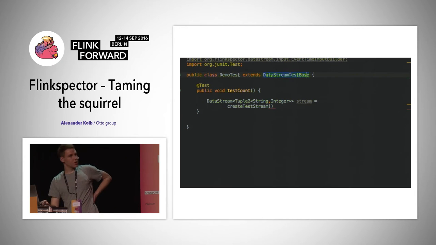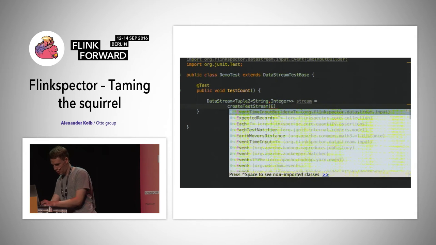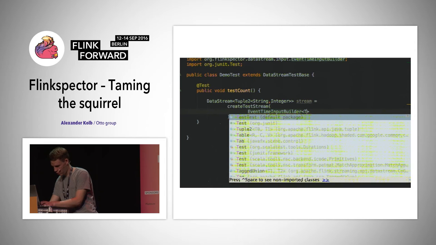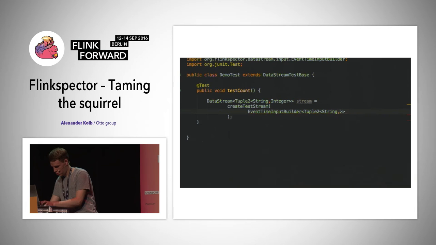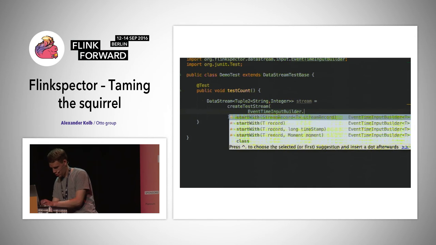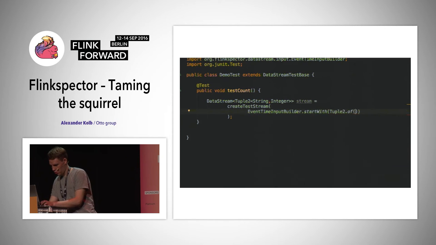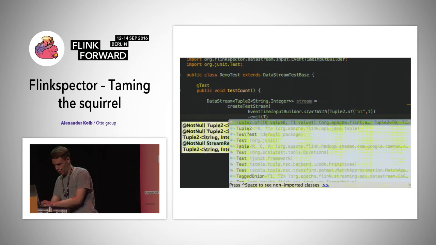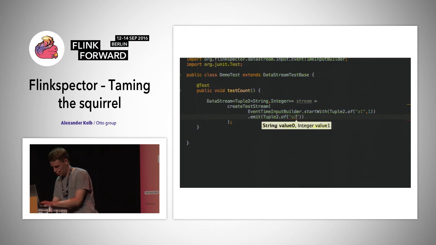This you see here extends the data stream test base shipped with Flinkspector, so you can start building your tests on top of this. Then you need some kind of input for this. We're going to use event time input because we want to test something where time plays a role. This can be done easier. Set some tuple. So now we have a builder, and this looks like instructions for the data source. It should start with the first tuple, emit it, and then we want some subsequent tuples like this.